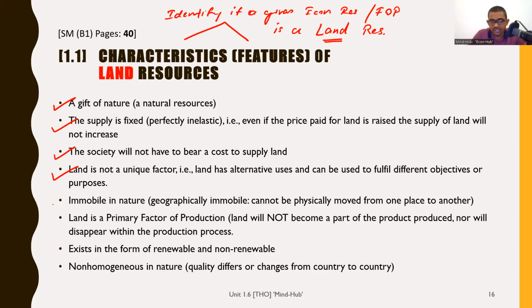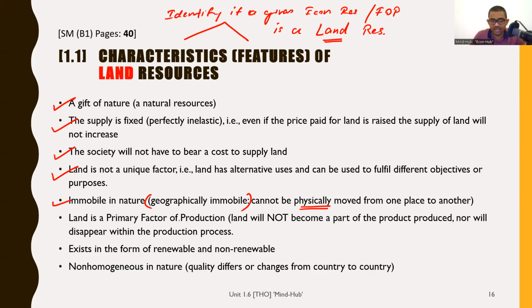Then immobile in nature. What does immobile mean? You can't move it physically. Physically, you can't move land from one place to another. We call this geographical immobility. Immobility, meaning can't move from one place to another. Land, in its natural state, you can't move from one place to another. Right.